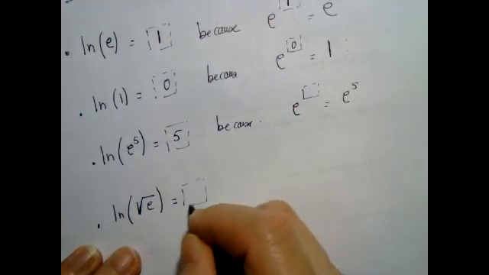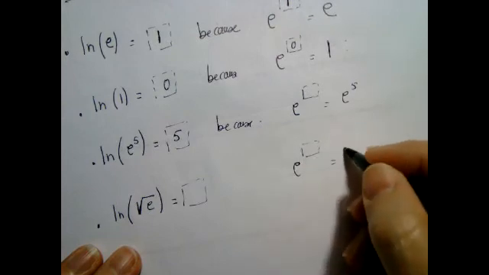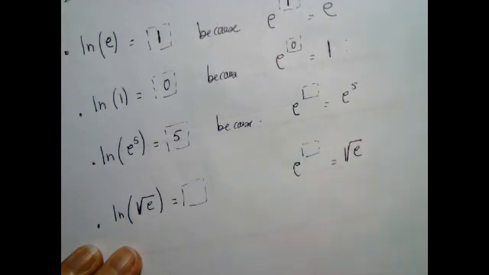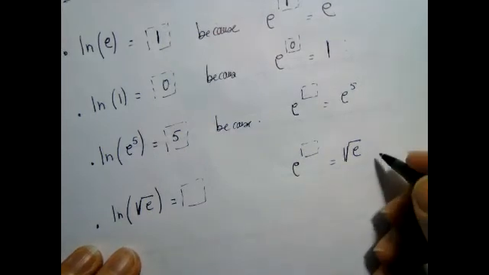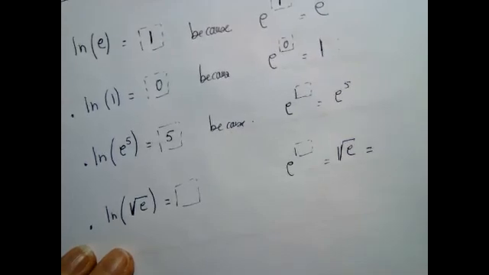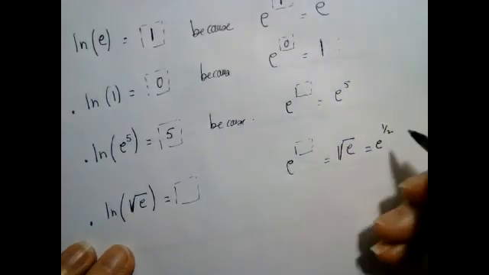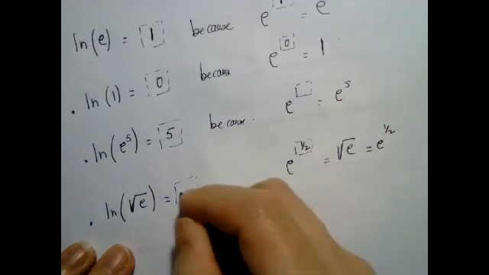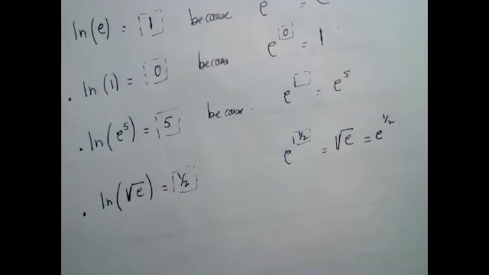Again, it's the same picture. Such that e to the power of the thing gives us the square root of e. So I start from here: square root of e is e to which power? That's why we study fractional exponents. Square root of e is e to the power of a half. So that should be a half, and this should be a half. That means if I really pick up my calculator, that's exactly what I'm going to do.